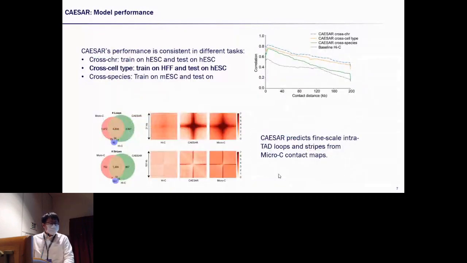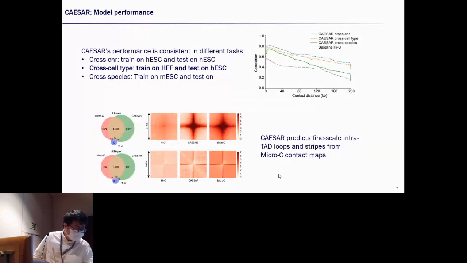In a further experimental result, let's focus on the cross-cell type experiment, in which we train the model on one cell line and test on another cell line. We found that this model can still achieve good performance. Therefore, we can use our model to predict nucleosome resolution contact maps for more diverse tissues and cell lines. Caesar can also predict more than 60% of fine-scale intra-TAD loops and stripes from Micro-C contact maps.